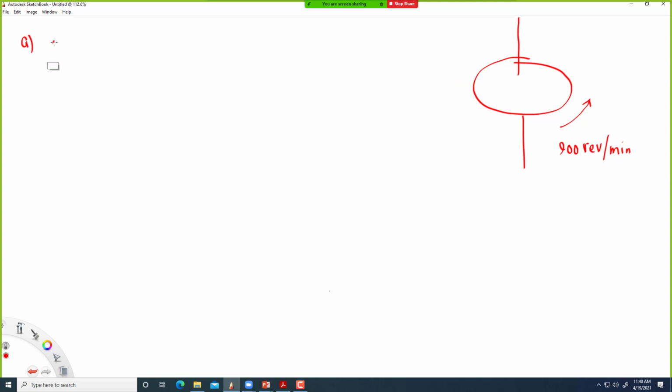We want to find omega, okay, angular speed. And find the tangential speed of a point on the circumference. Let's consider any point on the circumference at that point. So what's the tangential speed? Tangential speed is v. Okay. So first thing is we want to find omega. So the definition of omega is how fast the object is rotating.